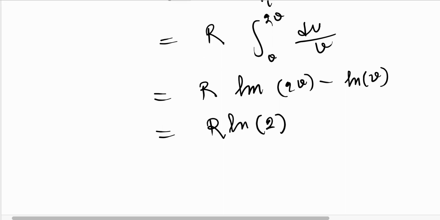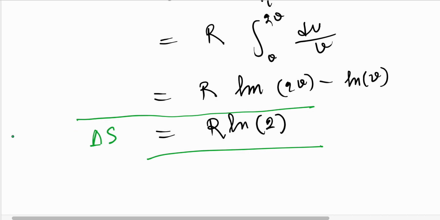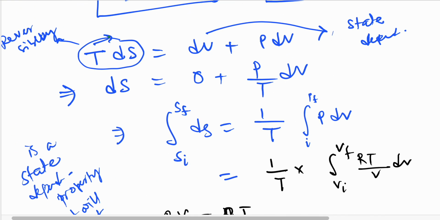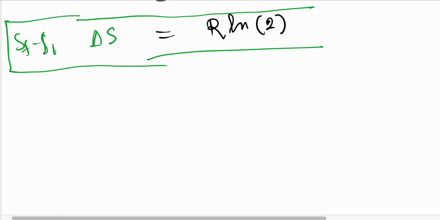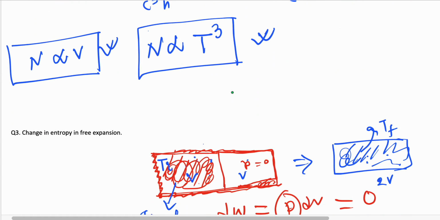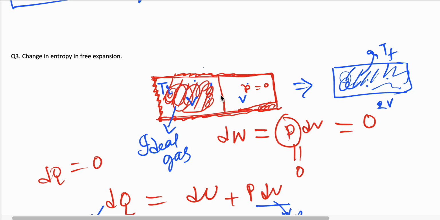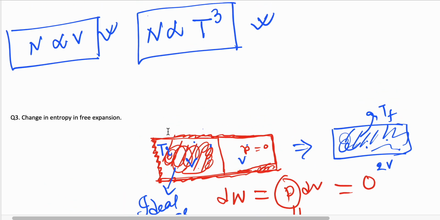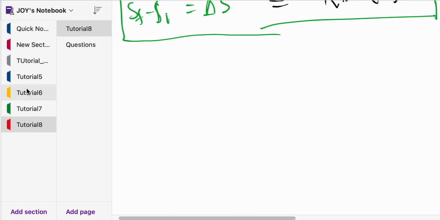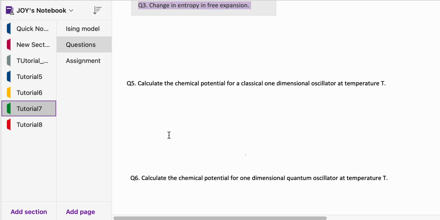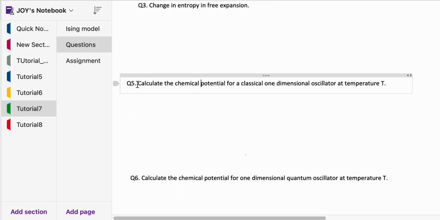So from here you can see that the change in entropy, delta S, or S final minus S initial, is equal to R ln 2. So we have calculated the change in entropy in the free expansion. So let's move towards the next question. So next question, okay, this question.